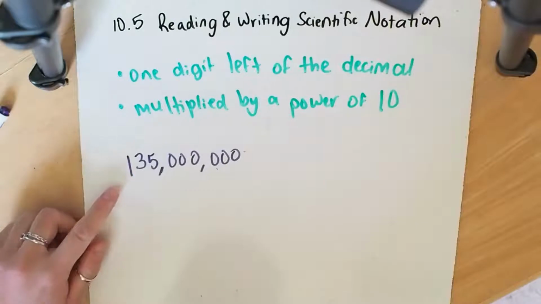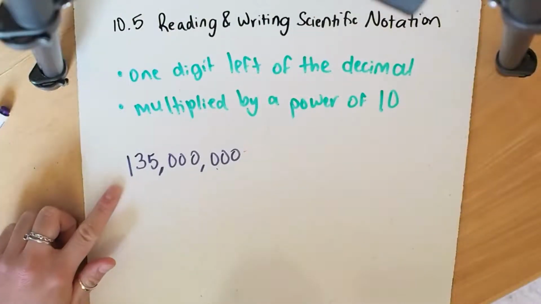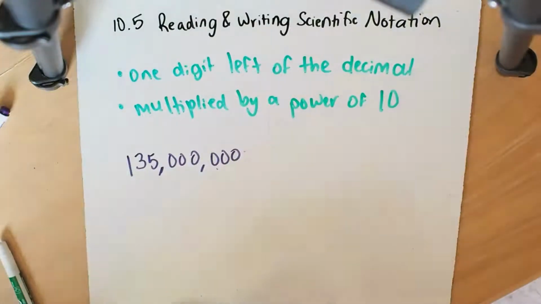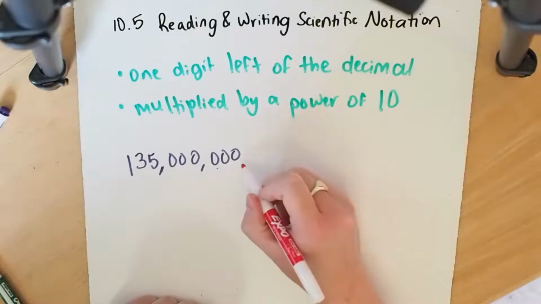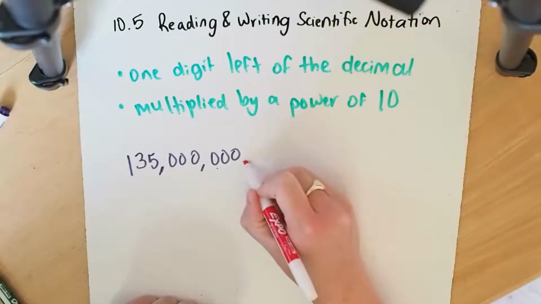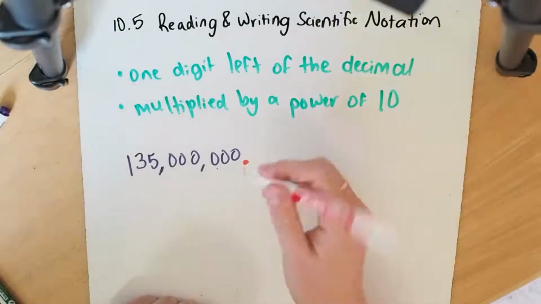In this case here, with this number, 135 million, right away we can see there's way more than one number on the left of the decimal point. Therefore, it's not in scientific notation. When we write it in scientific notation, we have to imagine, okay, here's the decimal point that's here. We have to find out what power of 10 it's being multiplied by.